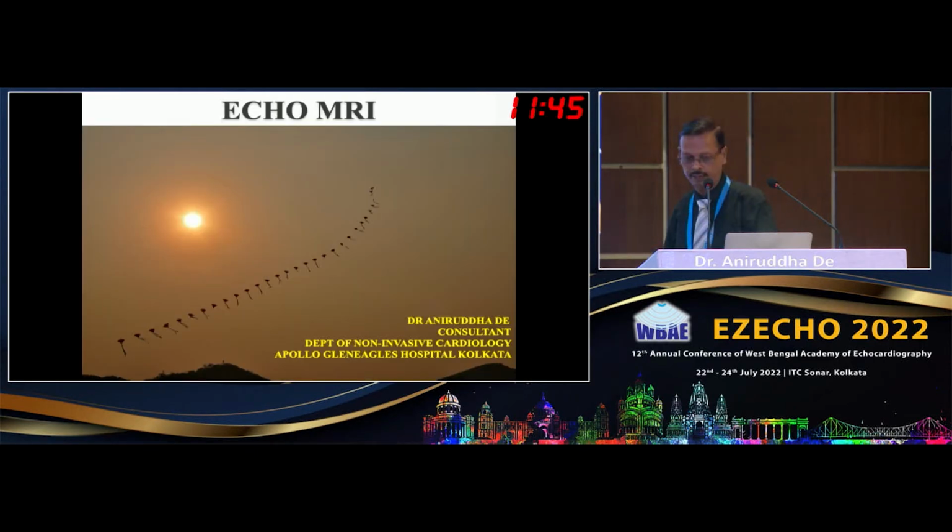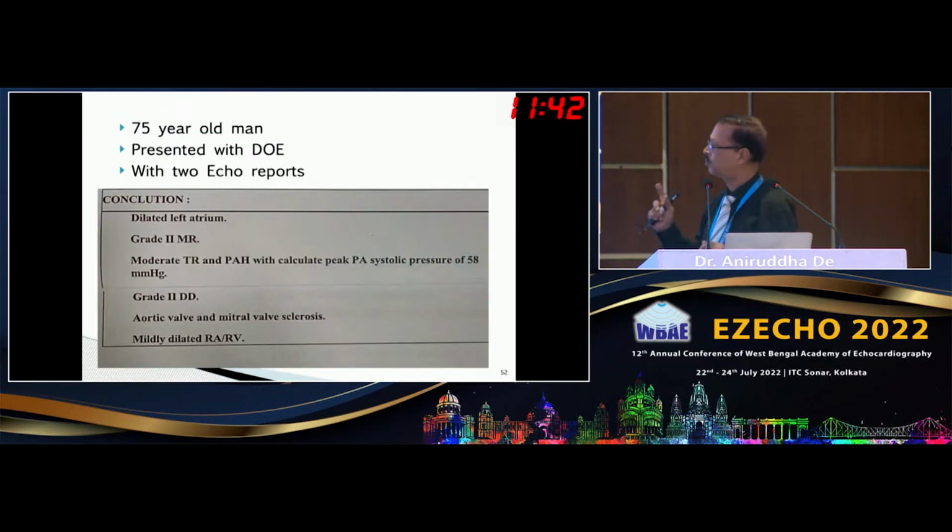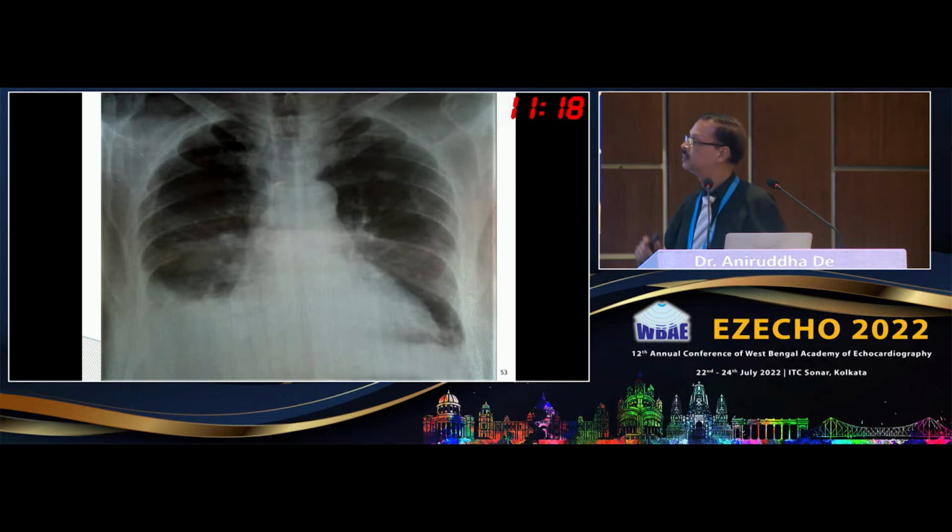This is the echo MRI. Here is an important story. This is a 75-year-old man who presented with dyspnea on exertion. I had seen 2 echo reports, and this is the echo report, similar to that. One of our senior colleagues, Dr. Aniruddha, sent this patient to me. And this is the chest X-ray of the patient. The patient was probably in failure, that's why there is some pulmonary edema.